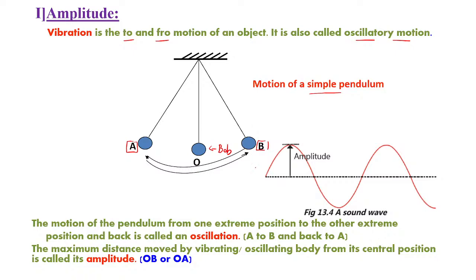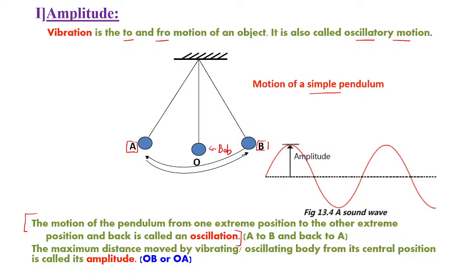What is such motion called? I already told you, this type of motion is called oscillatory motion. The motion of a pendulum from one extreme position to the other extreme position and back is known as oscillation. So how will you define an oscillation? The motion of the pendulum from one extreme position, that is from point A to the point B, and from point B back to the point A, is termed as one oscillation.